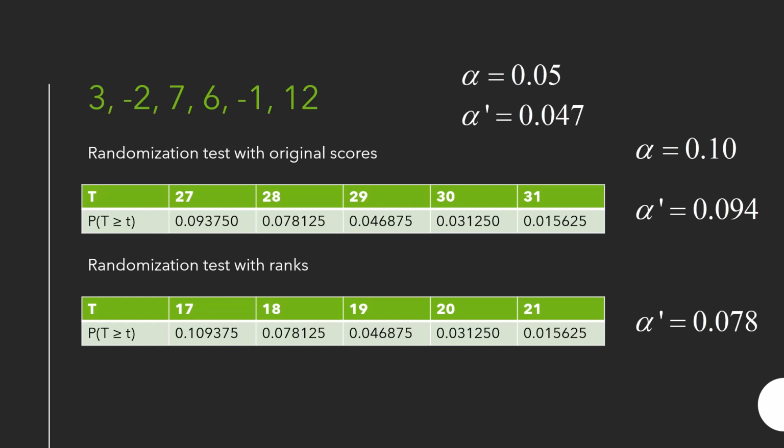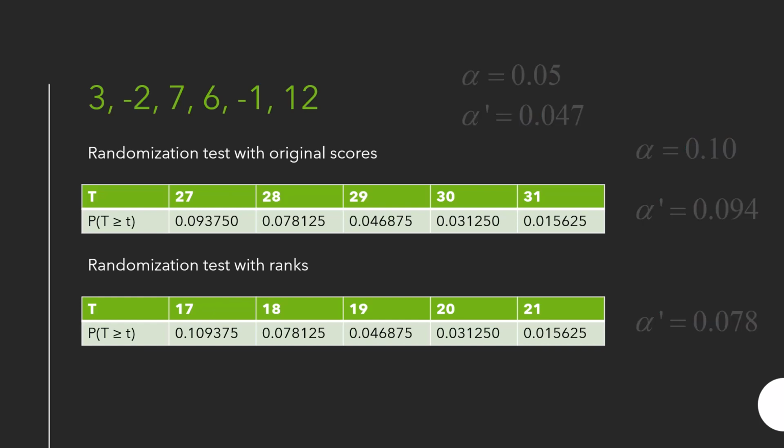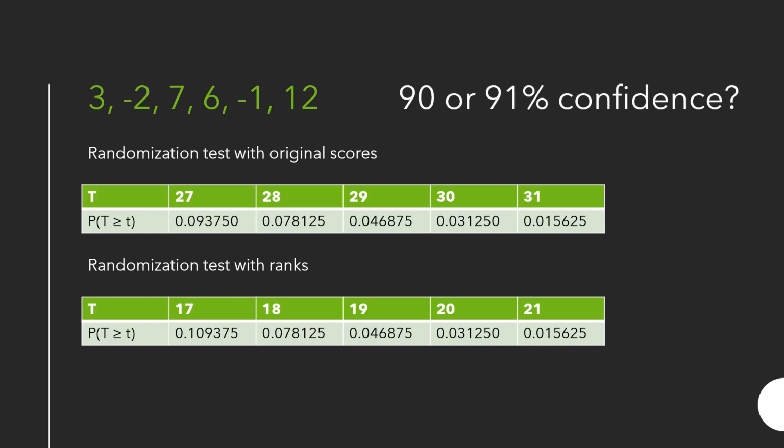Now consider again our randomization test with original scores in which alpha prime is 0.094. That means that we would have roughly 91% confidence in our results. Or would we? If we set alpha to be 0.10 and alpha prime is, say, 0.09, do we have 90 or do we have 91% confidence? It is indeed fair and correct to say that you have 91% confidence. There was nothing going on behind the scenes in which you chose a method based upon your results. It just turned out that the actual type 1 error rate led to 91% confidence.